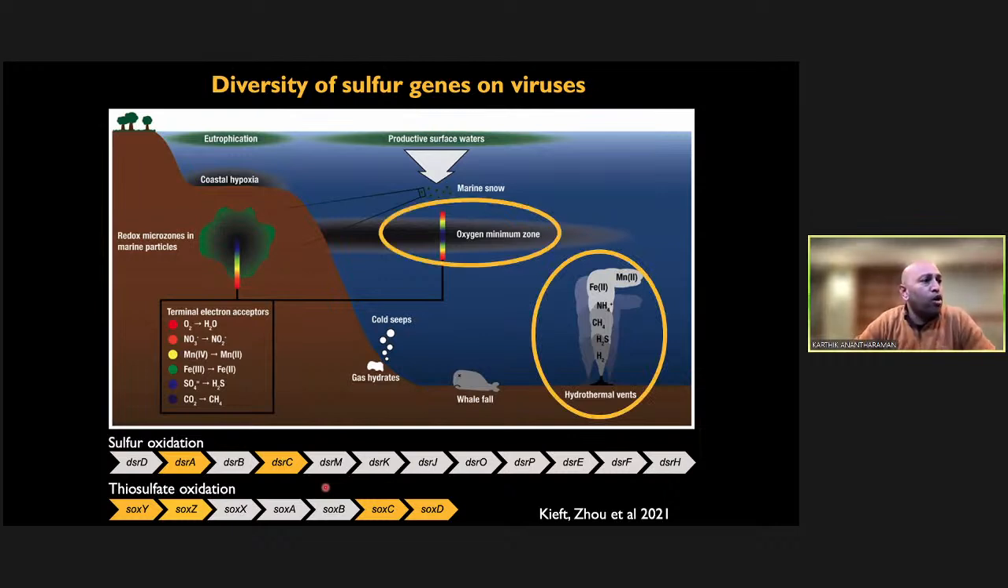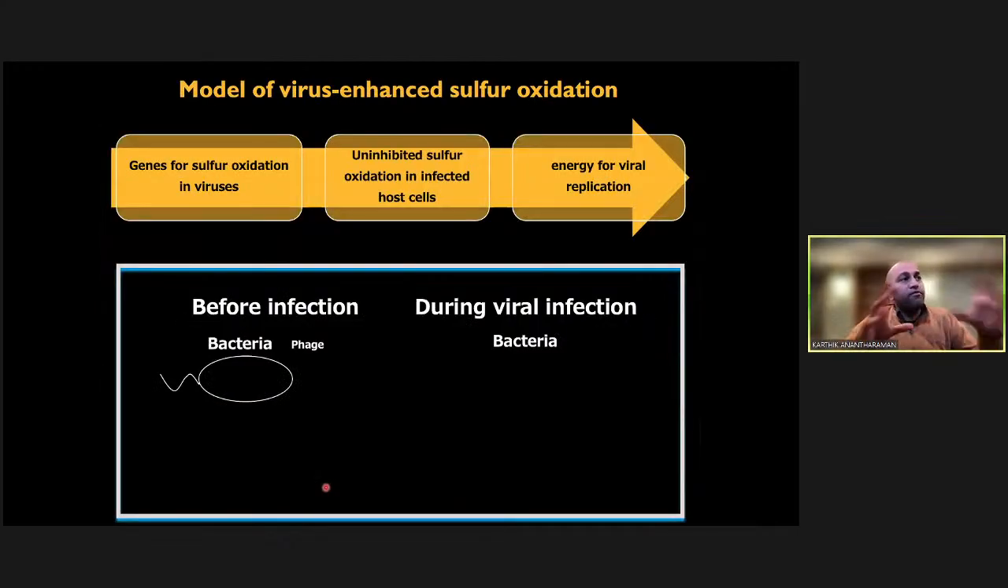Our working model associated with virus-enhanced sulfur oxidation is very analogous to what I showed you with cysteine earlier. The idea being that you have a bacteria. So in the deep sea and in other environments, you have bacteria that can oxidize sulfur and form intracellular sulfur globules. So they are storing intracellular sulfur. This is analogous to bacteria having a lot of intracellular cysteine.